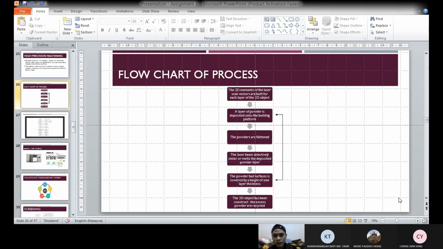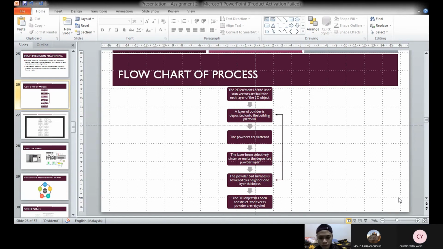And for the last process, once the 3D object has been constructed, the excess powder is recycled. Then the second process is repeated until the fifth process to get the 3D object.